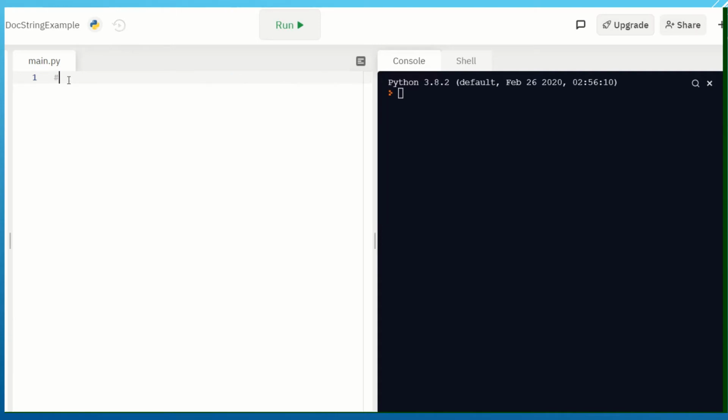So I start with a hashtag, and the first thing I'm going to write is what it is that I'm creating. So I'm writing a secret word guessing game. The next piece of information I'm going to put down is who it's written by and what the date is. So written by me on 9 March 2021.